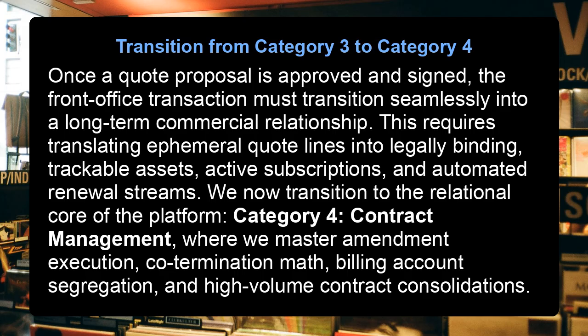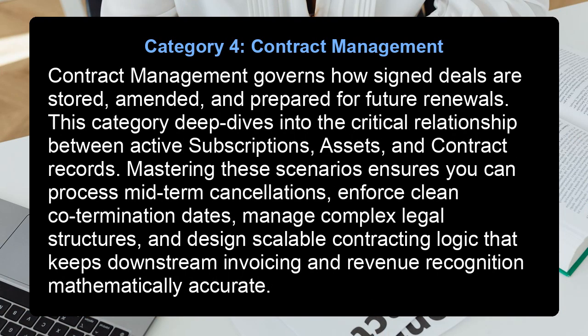We now transition to the relational core of the platform. Category 4. Contract Management, where we master amendment execution, co-termination math, billing account segregation, and high-volume contract consolidations. Contract management governs how signed deals are stored, amended, and prepared for future renewals. This category deep dives into the critical relationship between active subscriptions, assets, and contract records.